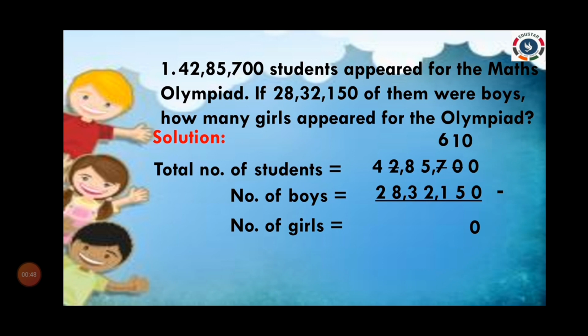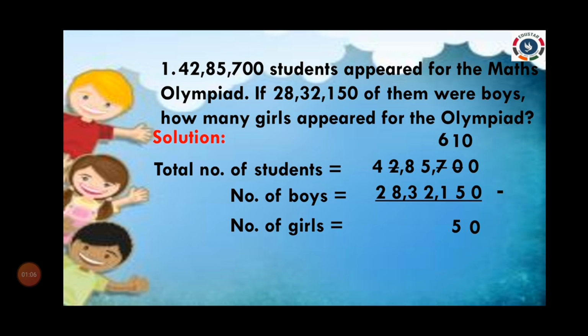So 10 minus 5, how much now? 5. The next, you see that before subtracting you have to check first: the first number is bigger, the second number is smaller, which means you can subtract directly. Okay, already we have the bigger value first, and the second is the smaller value.